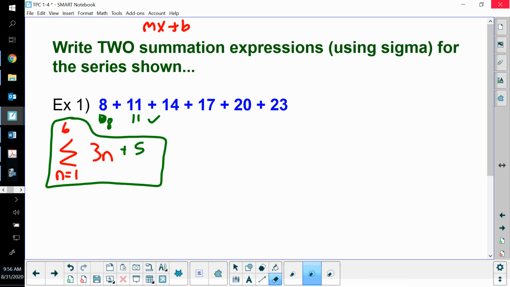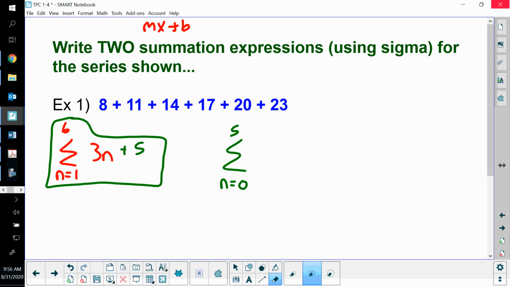Now the question asks us to write 2 summations. So all we change with this is the bottom value. I would say always do n equals 1 (or your variable equals 1) for the first one, and then either do 0 or 2 for the next one. So let's maybe do 0. Well, if this is the 0, then that's the 1, the 2, the 3, the 4, and the 5. So the top number changes when you change the bottom number.